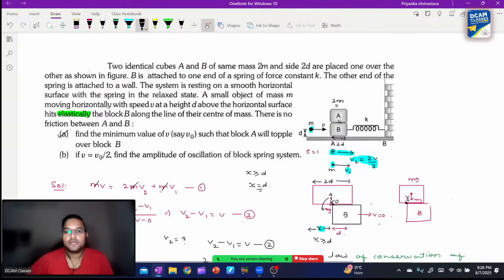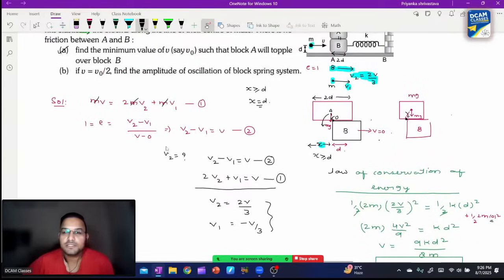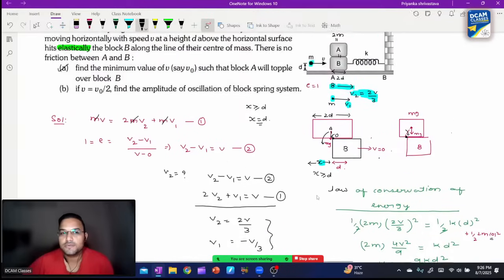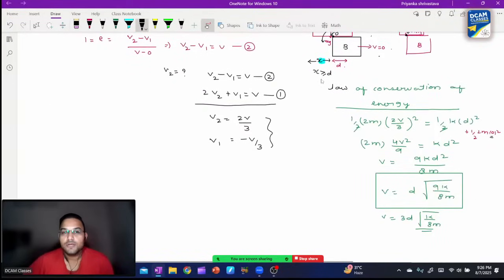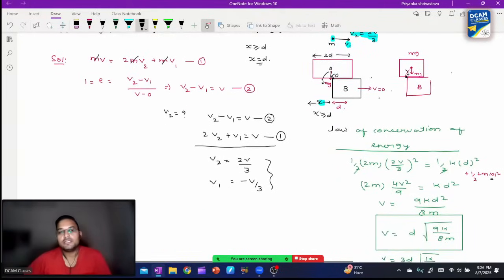Now see, let's do it quickly. The second part, you understood now? This first part is easy. Just two things: law of conservation of momentum and law of conservation of energy. Now let's do the second part. If V is equal to V naught by 2, find out the amplitude of oscillation of the block-spring system. Initial velocity V became V by 2 now. So how will the answers change? This velocity V2 will become 2V by 3 by 2. So it will become V by 3.